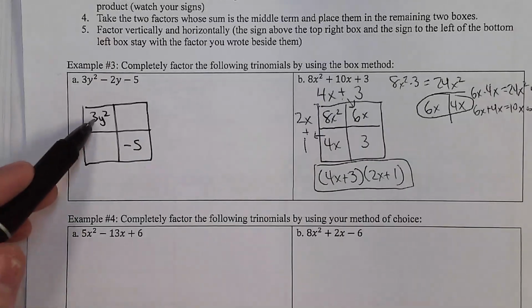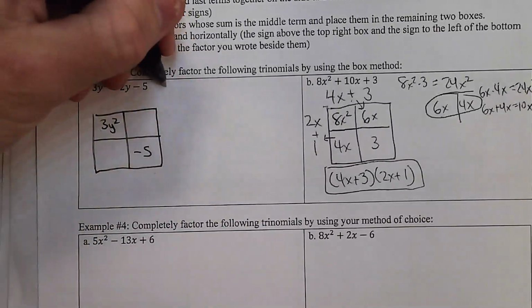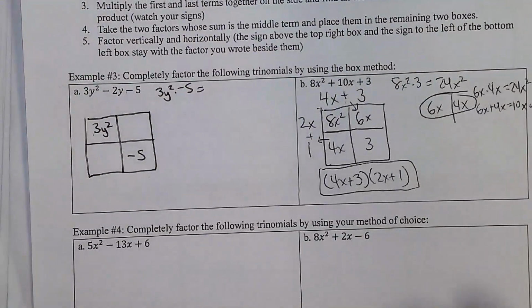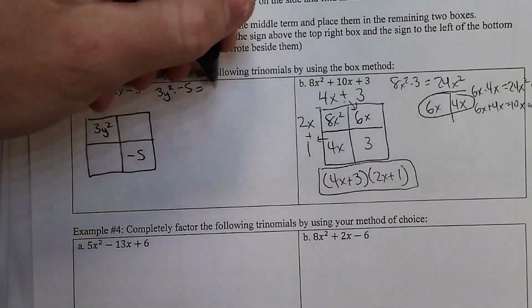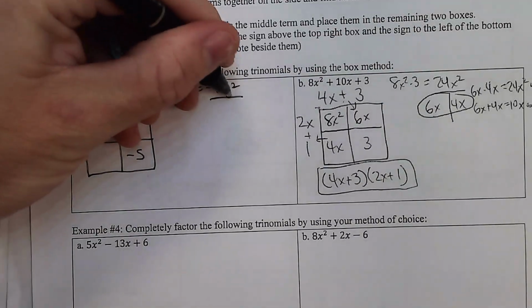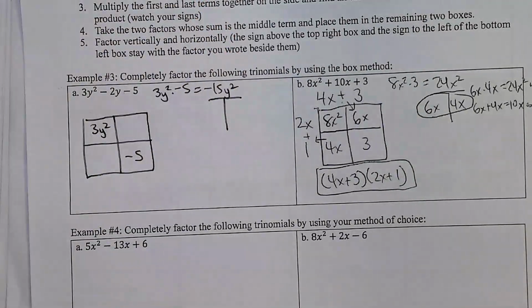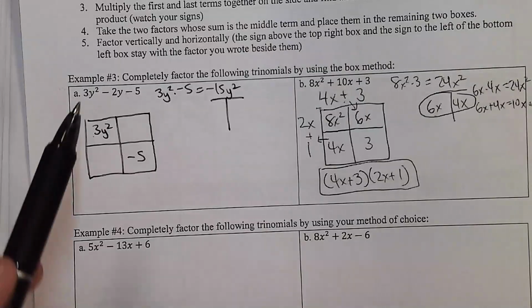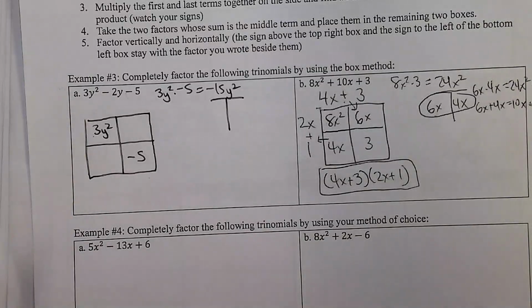Next, you're going to multiply these two terms together. So 3y squared times negative 5. What's 3y squared times negative 5? Negative 15y squared. I'm going to draw a T underneath there. So you put the first term in the top left, the last term in the bottom right, and then you multiply them together. We're doing this because a is greater than 1.